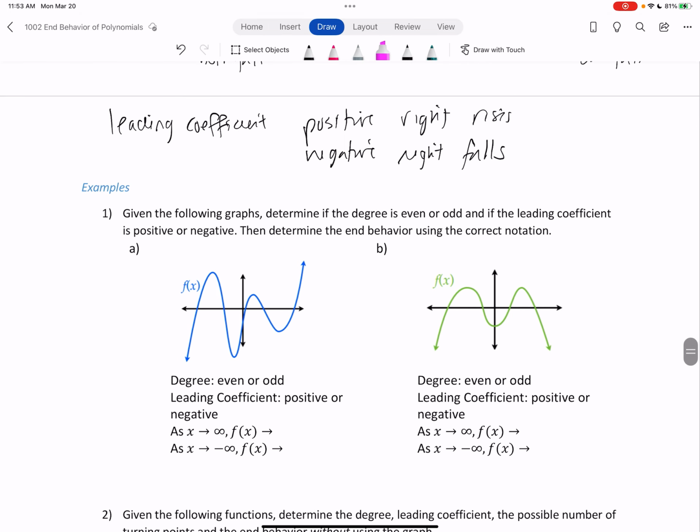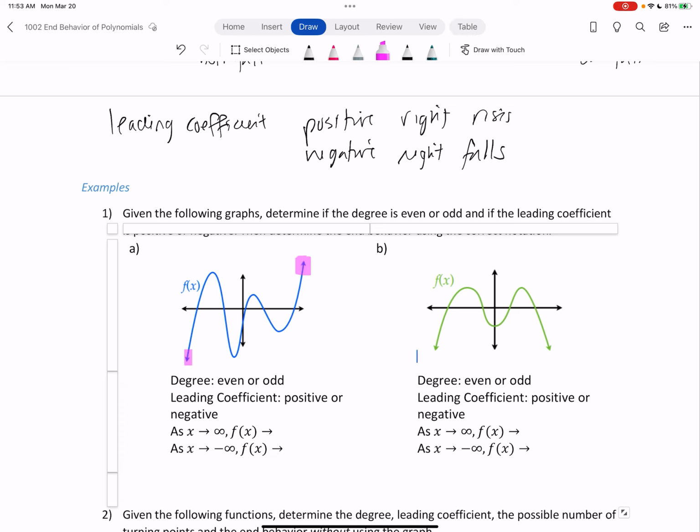So in this first picture, we see that one end is going up and the other end is going down. That means that the two ends are doing the opposite thing, so the degree has to be an odd number. Since the right-hand side is going up, the leading coefficient has to be positive. If we're going to use the notation, as x goes to infinity, it's rising, so it goes to infinity. We're over here. As x goes to negative infinity, remember infinity's here, negative infinity is here, it's falling, so it's going to negative infinity.